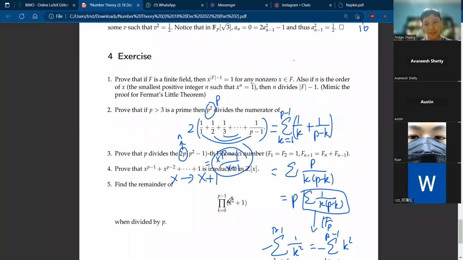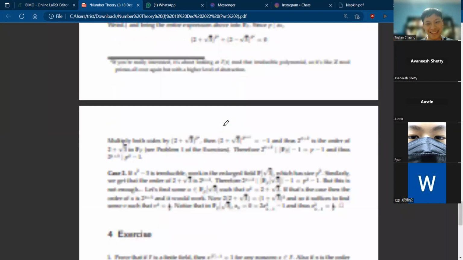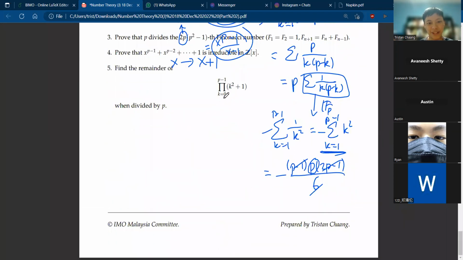It's doable. It's quite doable if you understand the fields here. It's quite fun as well.